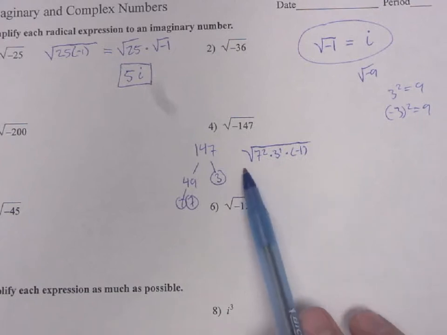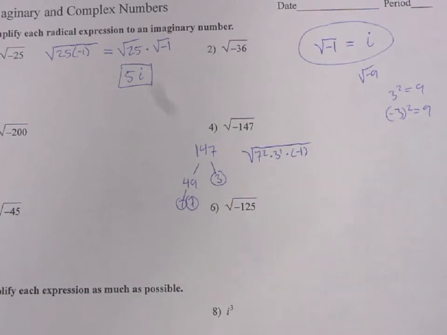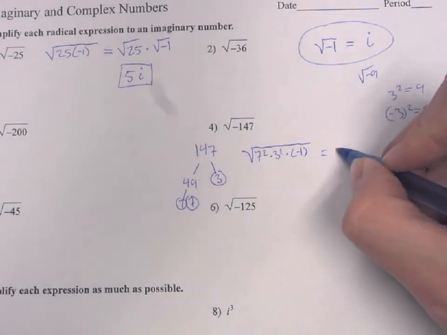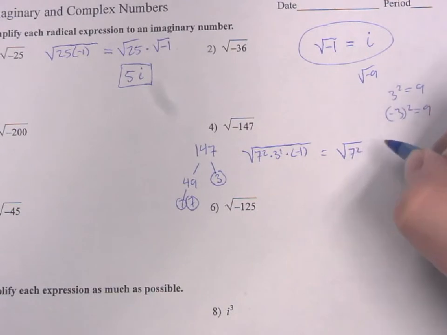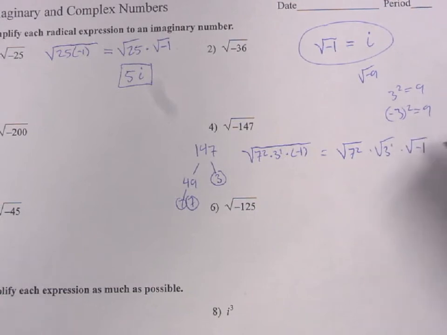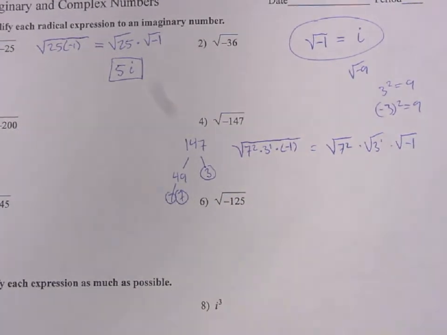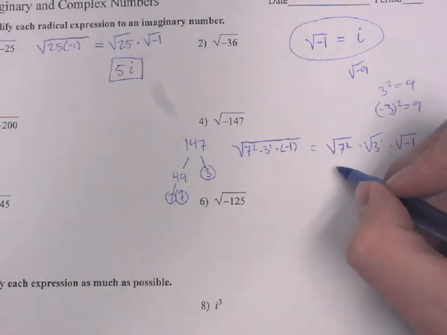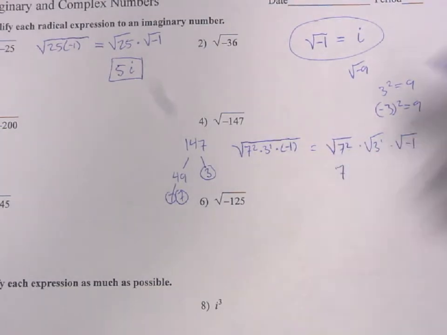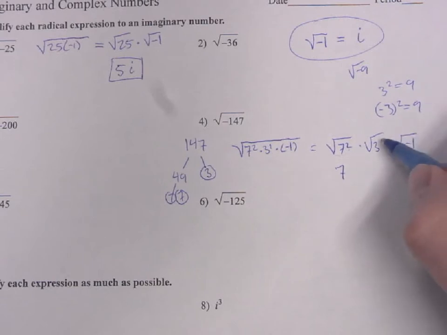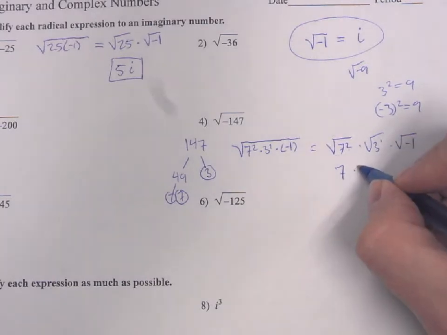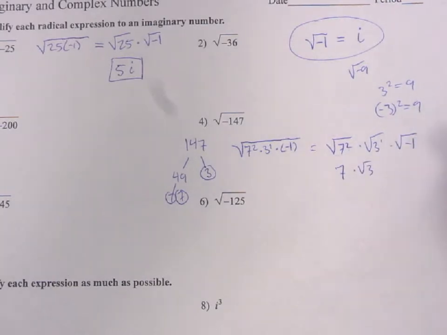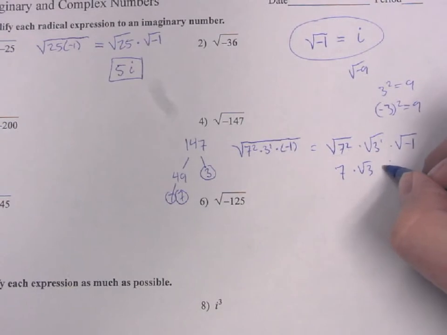From here, we can again split this up into separate roots. So we have the square root of 7 squared, the square root of 3 to the 1, and then the square root of -1. Now that these are all separated, the first one is going to come out to be 7, right? The square and the square root are just going to undo each other. The second one I can't really do anything about. That's the square root of 3. And then the last one is the imaginary unit i.